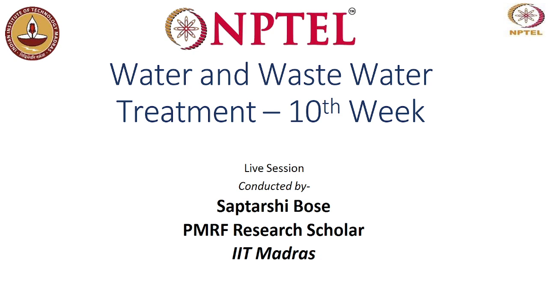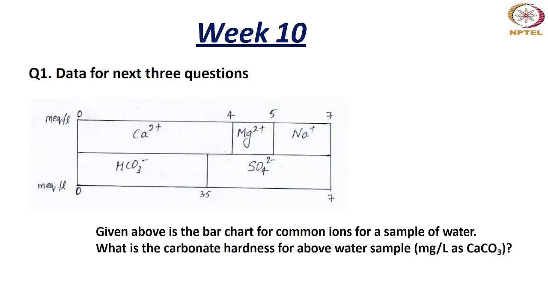As usual, we will try to solve a few numerical as well as conceptual theoretical questions. So the first one is a common data question. The concentrations of calcium ion, magnesium ion and sodium ion are given in terms of milliequivalent per liter, as well as the bicarbonate ion concentration and sulfate ion concentration, in the same unit.